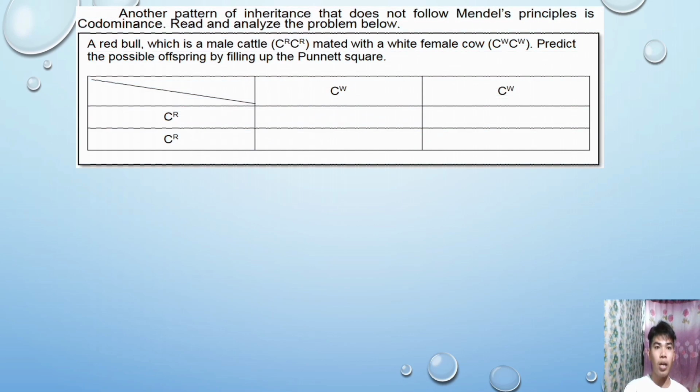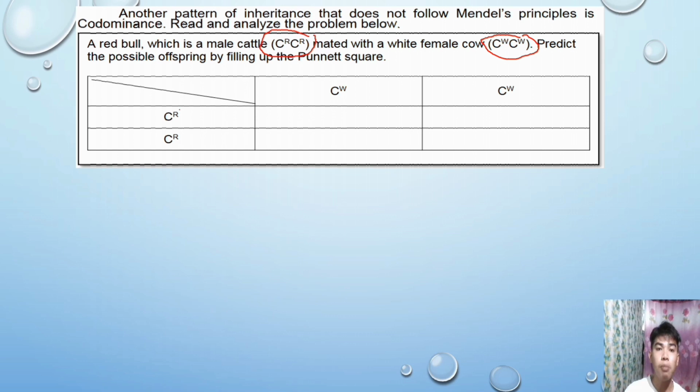Okay, class. Another pattern of inheritance that does not follow Mendel's principle is codominance. So we have a problem to analyze: a red bull, which is a male cattle, with this allele, mated with a white female cow, with this allele. The problem that we are going to solve is to predict the possible offspring by filling up the Punnett square.